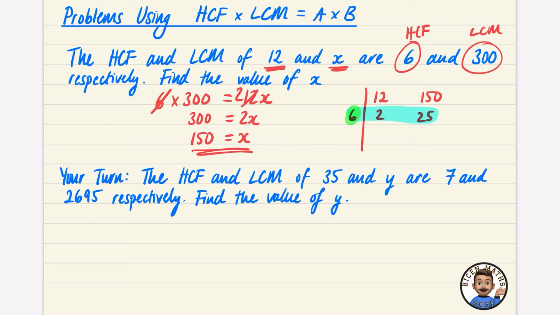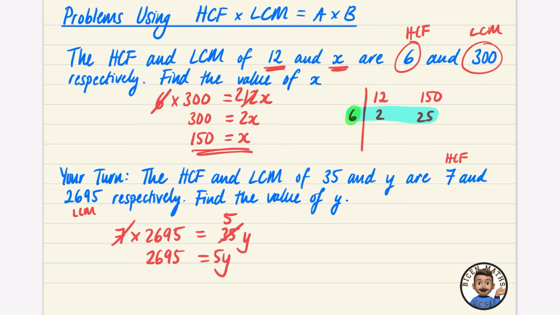Okay, so the highest common factor of 35 and y is 7, and the lowest common multiple is 2,695. So 7 multiplied by 2,695 is equal to 35, the original number, multiplied by y. Obviously, I could have written 35 times y, but that's just the same as 35y. Now, instead of actually calculating this, I can divide this side by 7, and I can divide this by 7. If I divide this side by 7 to get rid of it, 35 would be replaced with a 5. So I've got 2,695 equals 5y.